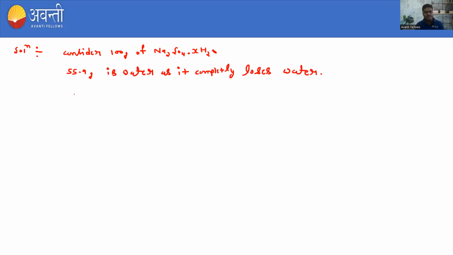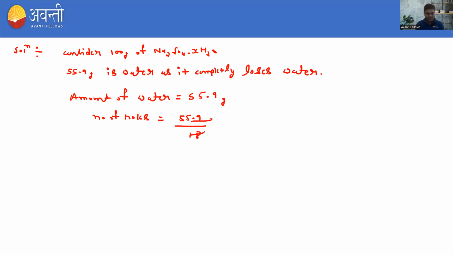So the amount of water is already given, that is 55.9 gram. So basically, the salt which is 100 gram, out of this 55.9 gram is water, and the rest is salt. Now, can you calculate the number of moles? Yes, we can calculate. For the number of moles, just divide by the molecular mass. So this is 55.9, or we say 56, divided by 18. So what you will get is almost 3.1. Okay, so this comes out to be 3.1.